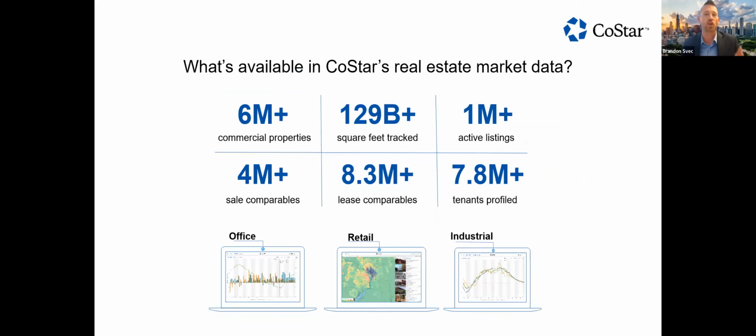So we're currently tracking over 6 million properties in the US alone, over 129 billion square feet of commercial real estate space, over a million active listings for both sales and leases on market, whether that's through CoStar directly or through one of our companies and our subsidiaries, LoopNet. Over 8.3 million past comparables and over 7.8 million tenant profiles, so you can understand who's where and how they're expanding and what that footprint looks like.